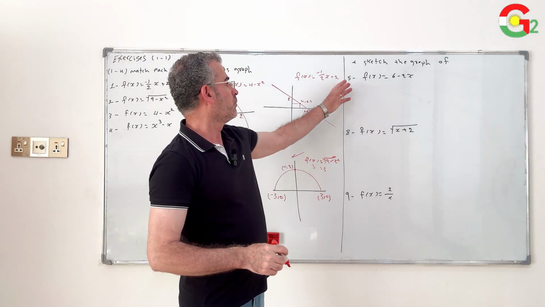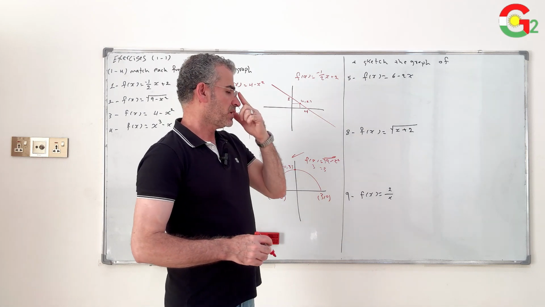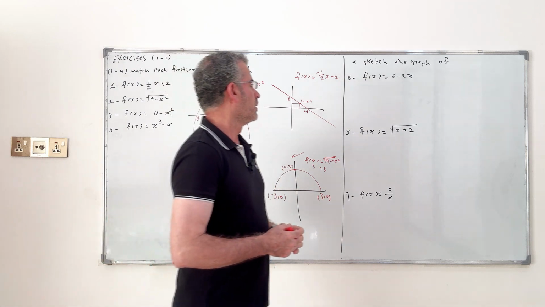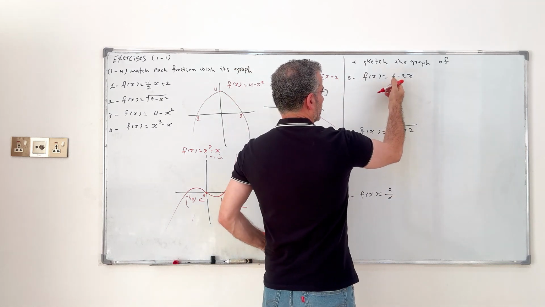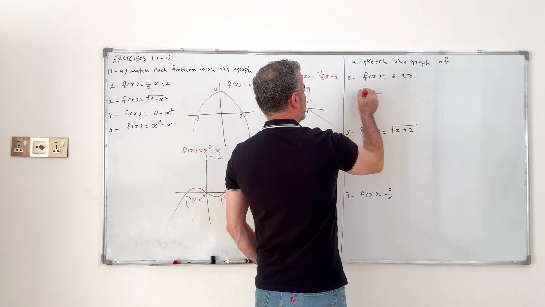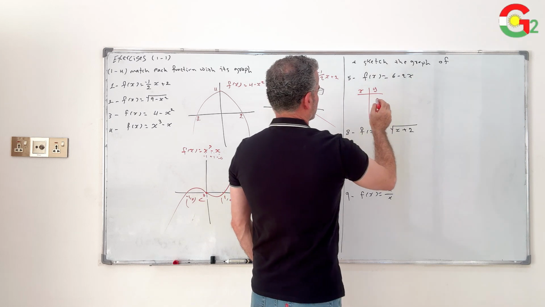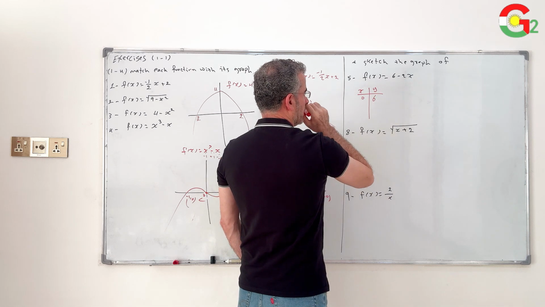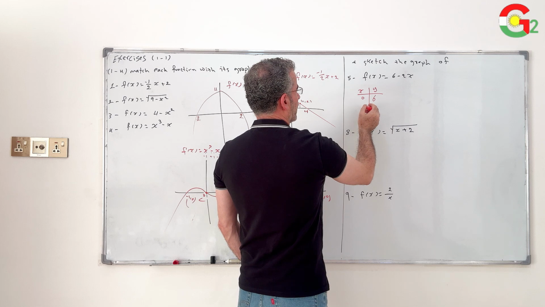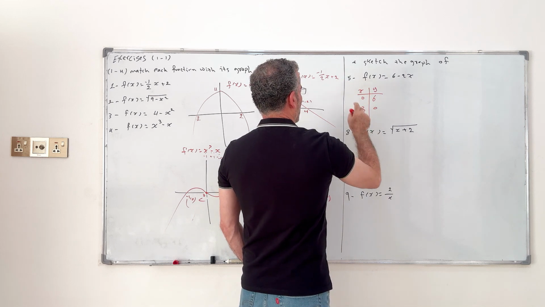Question number 5 to 9. Sketch the graph of the function by points. For every linear function, I need only 2 points to sketch its graph. x, y. Let me take x 0, then y is 6. When x is 3, y is 0. I take the y-intercept and x-intercept.